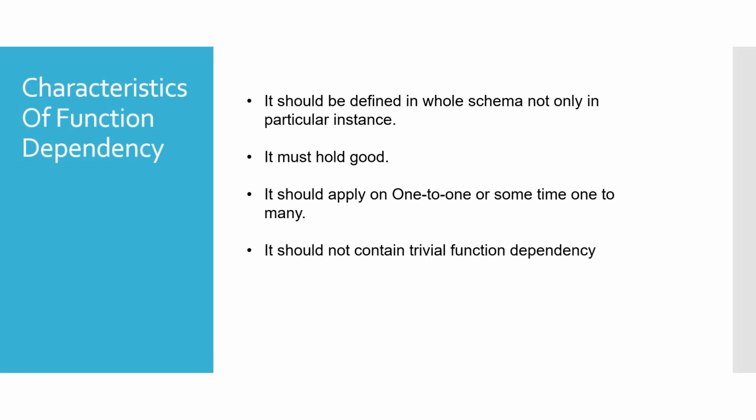Characteristics of functional dependency. There are some characteristics of functional dependency. It should be defined on the whole schema, not only on a particular instance. It should hold good. It should apply to one to one or sometimes one to many. It should not contain a trivial functional dependency.